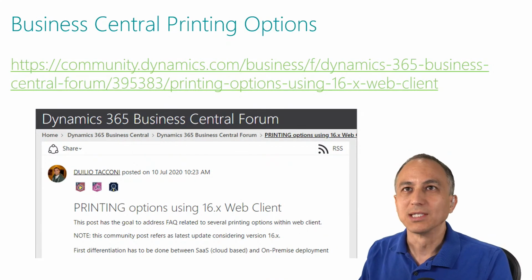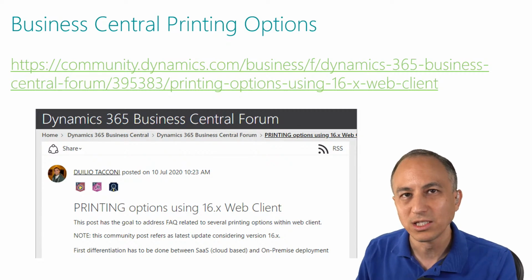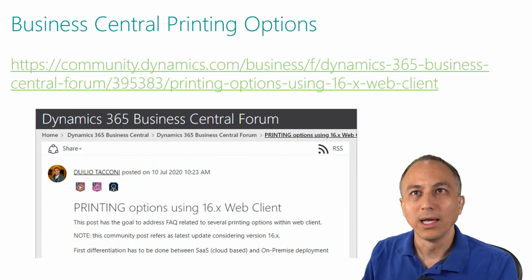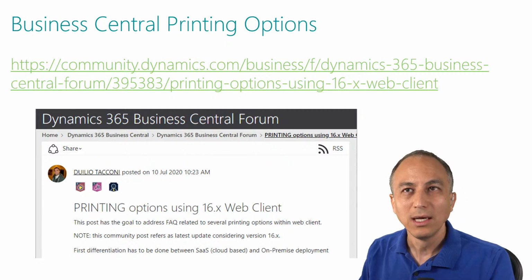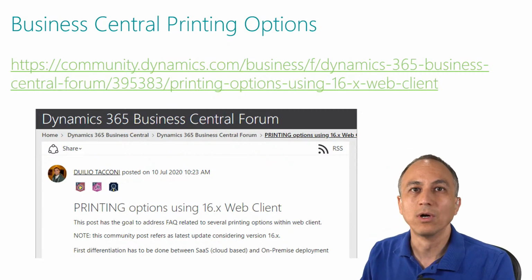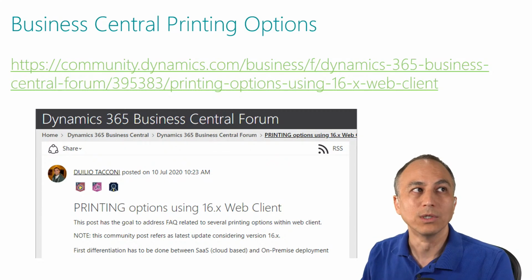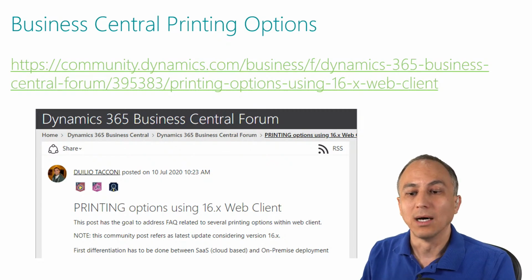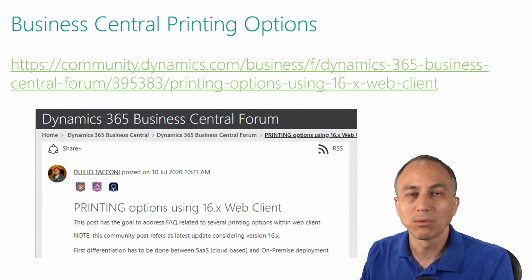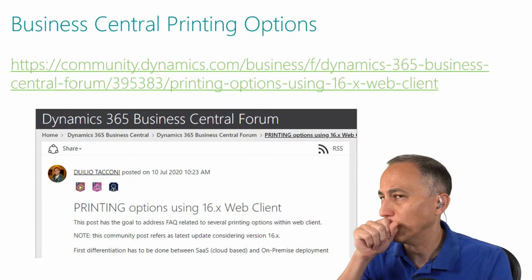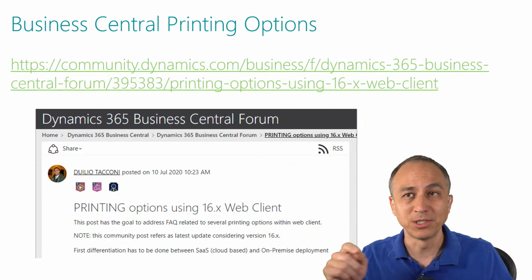Business Central printing options. I've seen this come up a few times. There are some interesting things going on with BC printing. And this article by Duilio Tacconi, if I'm saying that right, is a nice post on the Business Central forum discussing the printing options available through Business Central 16.x and whether you want to try to print to a network printer or save to PDF. He shows those options. And I believe he talks about on-prem options as well.